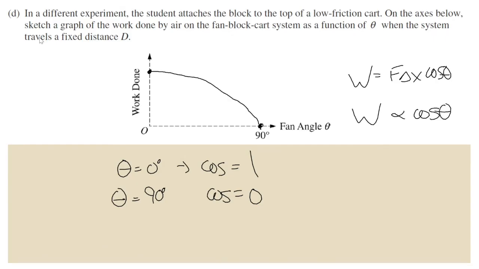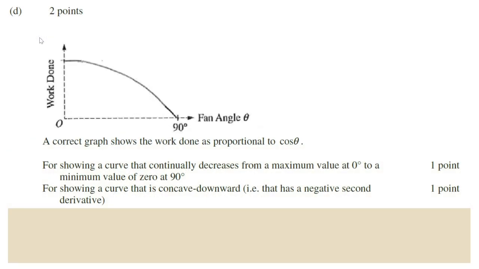That's it. Taking a look at the scoring guide, it says the correct graph shows the work done is proportional to the cosine of the angle. For showing a curve that continually decreases from a maximum value at 0 degrees to a minimum value of 0 at 90 degrees. And then 1 point for a curve that is concave downward, for all of you calculus kids, that has a negative second derivative.